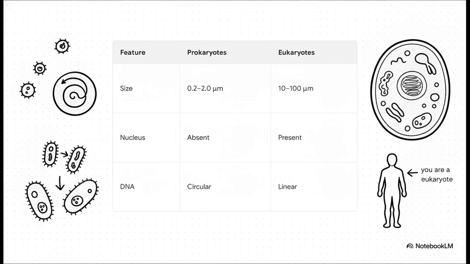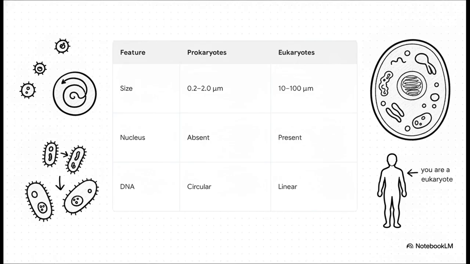Anatomically, these cells fall into two very distinct categories. The word prokaryon translates to before nuclei. Prokaryotes, like bacteria, are tiny. We're talking just 0.2 to 2.0 micrometers. They have no true nucleus, their DNA is arranged in a circular fashion, and they reproduce asexually through binary fission.